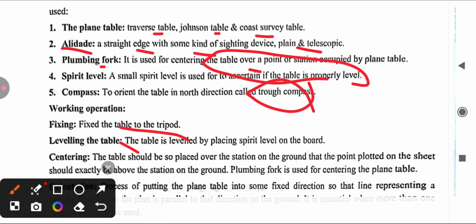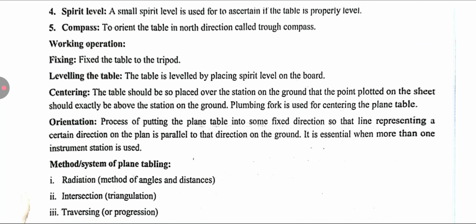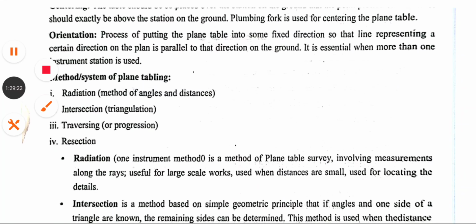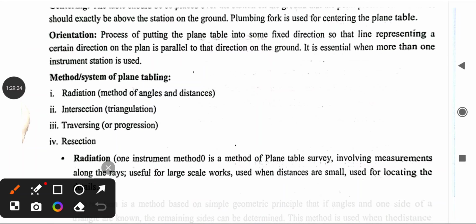Now the working operations. Fix the table to the tripod. Leveling the table: the table is leveled by placing the spirit level on the board. And centering: the table should be so placed over the station on the ground that the point plotted on the sheet is exactly above the station on the ground. Plumbing fork is used for centering the plane table.